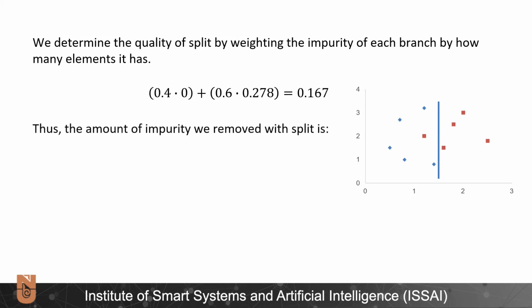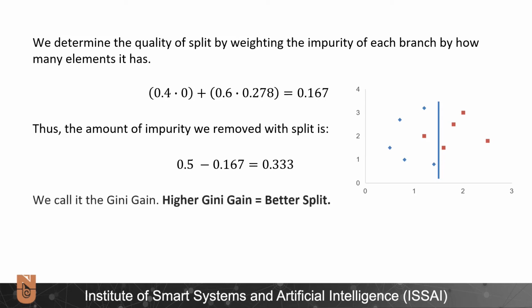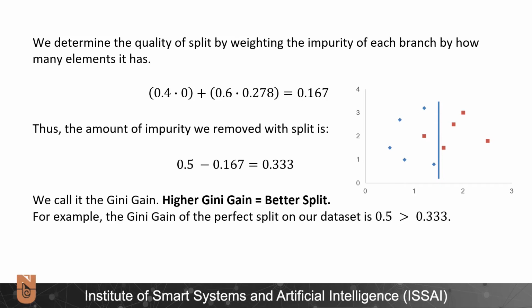Thus, the amount of impurity we removed with this split is 0.5 minus 0.167, which is equal to 0.33. We call it the Gini gain. The higher the Gini gain, the better the split. For example, the Gini gain of the perfect split on our dataset is 0.5, which is higher than the 0.33.